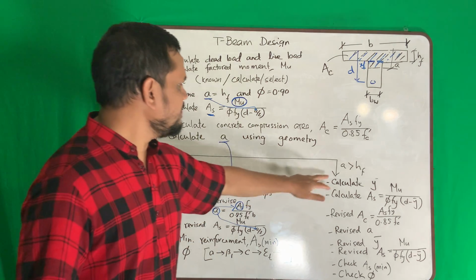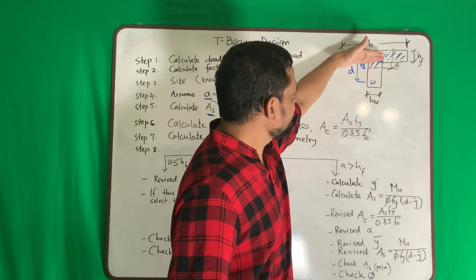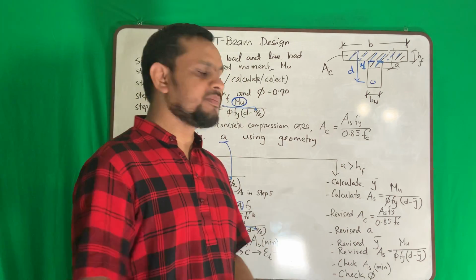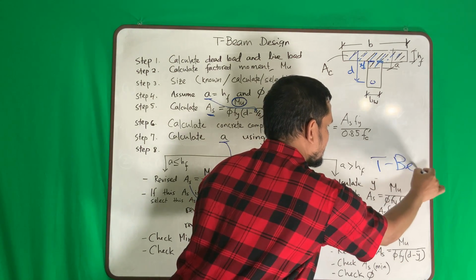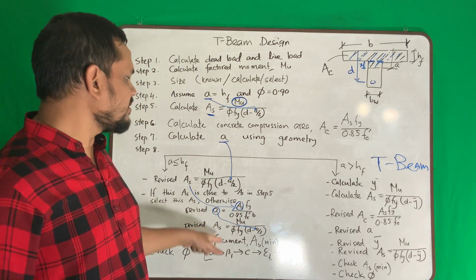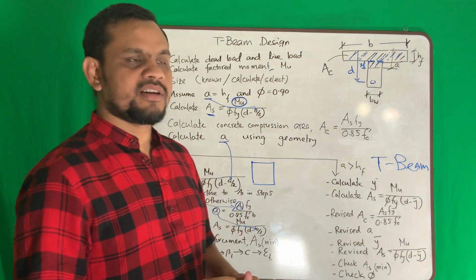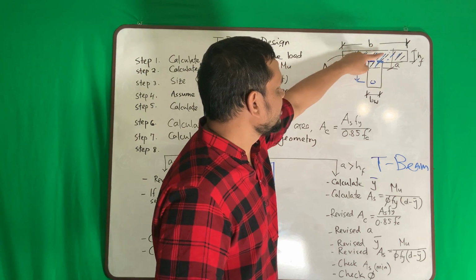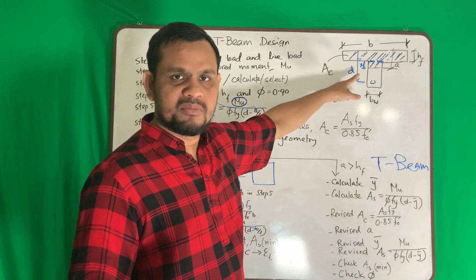Now other case, if your A is greater than A shape, that means your stress block is somewhere here. Then what to do? Then it is a real T-beam. So in this case, I will say T-beam. This is a real T-beam. This is actually not T-beam. It is actually a rectangular beam. So this beam is actually this. But this beam is actually a T-beam. What to do? You have to find the centroid of this area. You know how to find centroid from your statics class.